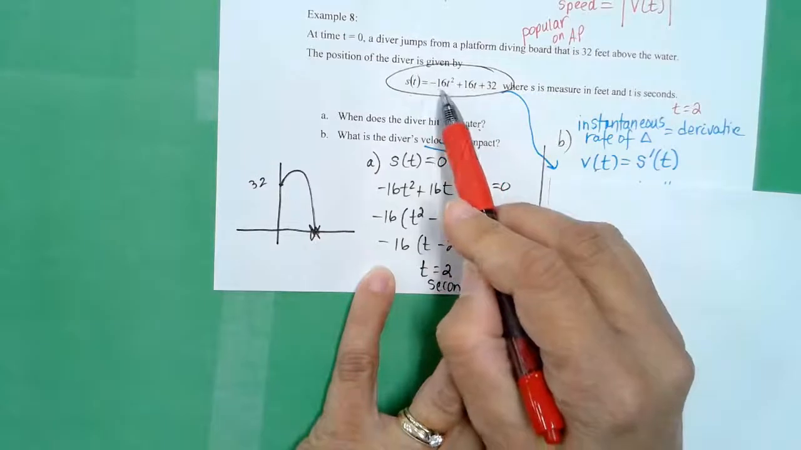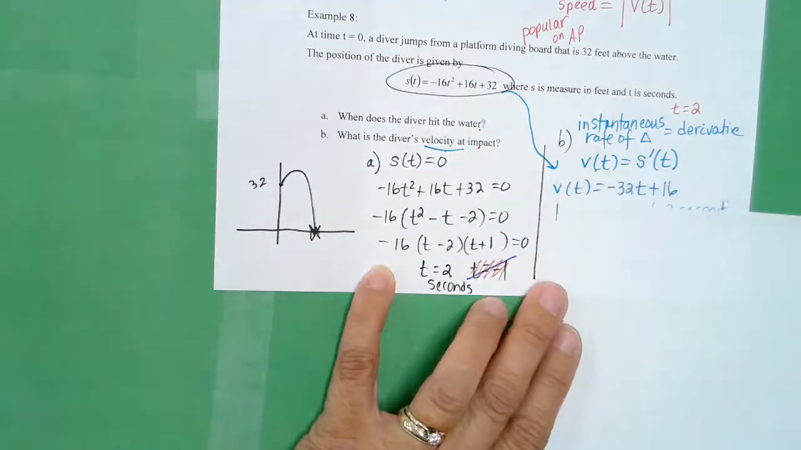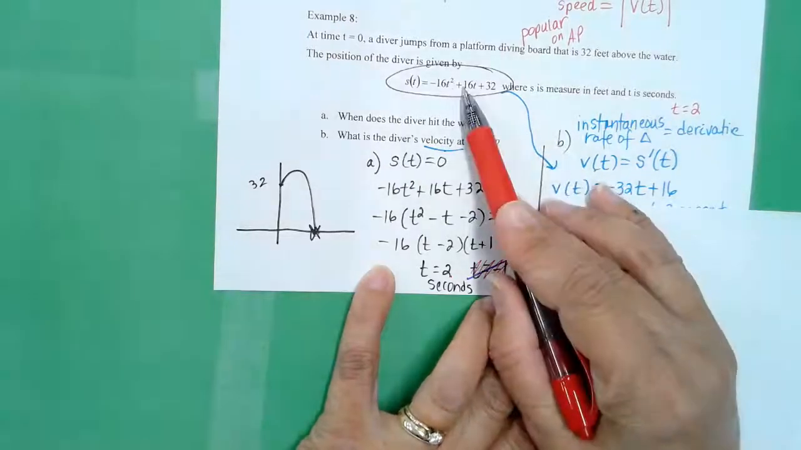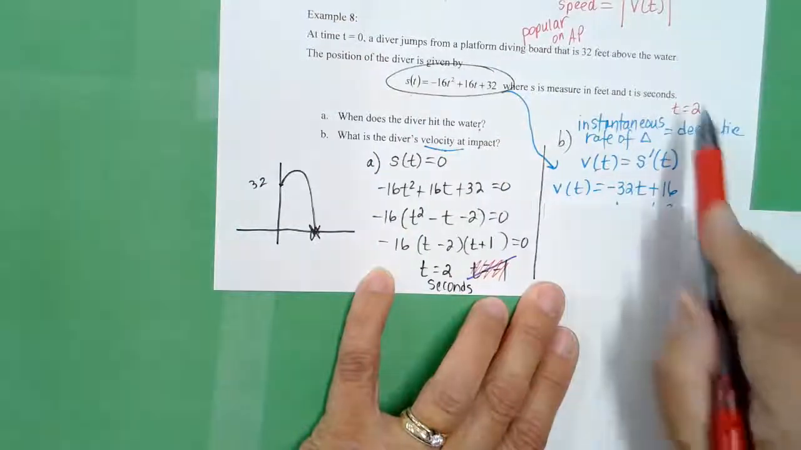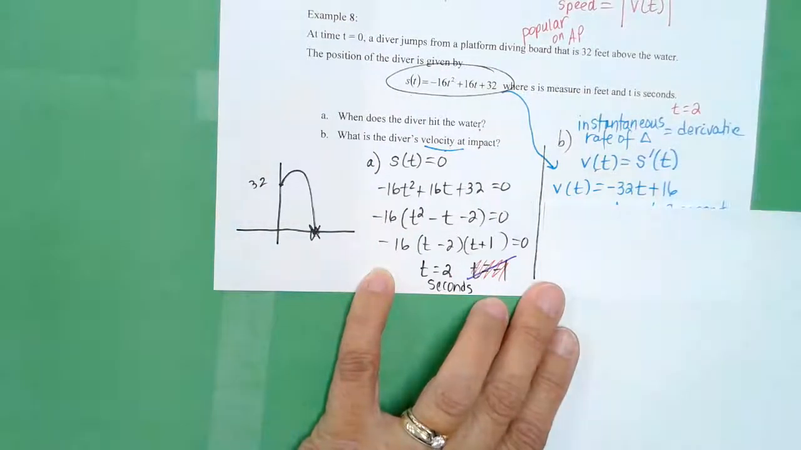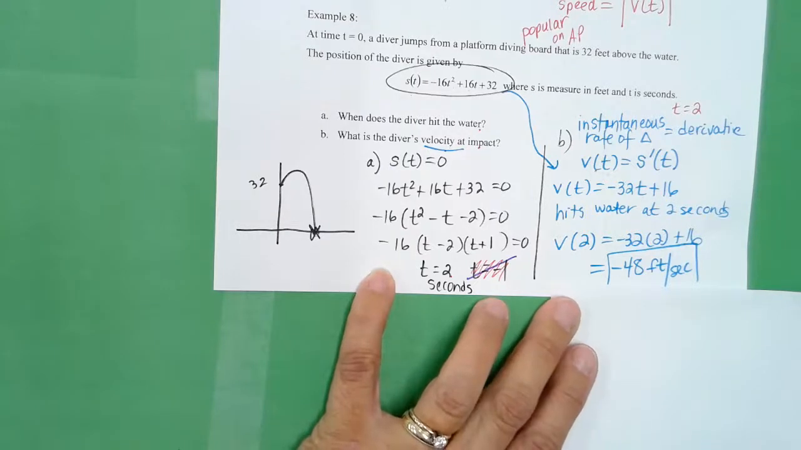That means I'm going to do negative 16 times 2 and get 32t and then plus 16. So here's your velocity function based off of the derivative of the position function. Then specifically at 2, you take the number 2, plug it in here, evaluate, and you will get your velocity. And again, I've got the negative 48. I guess I should have chosen some other numbers to deal with. So my velocity at the moment of impact is negative 48 feet per second.